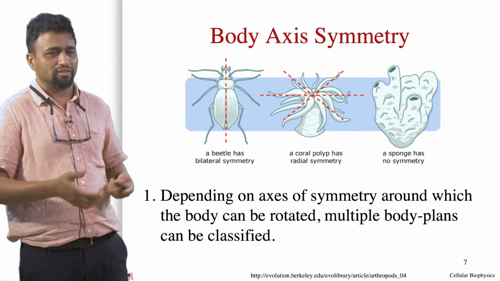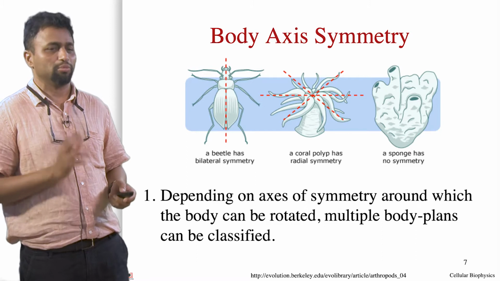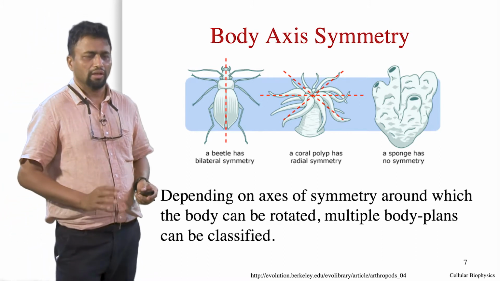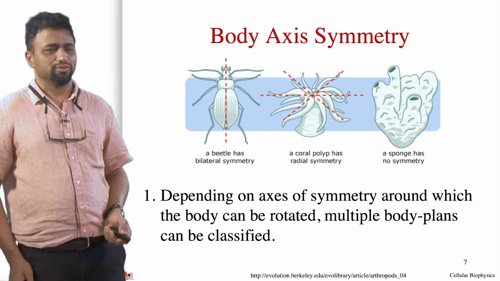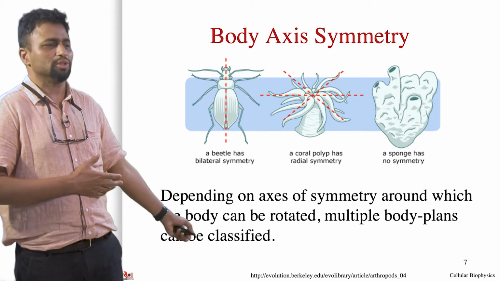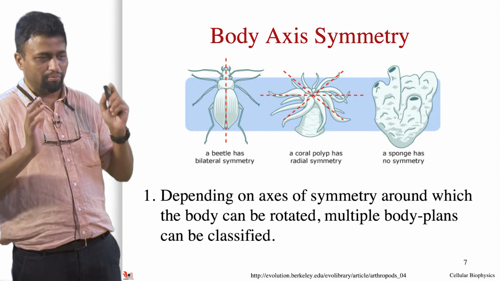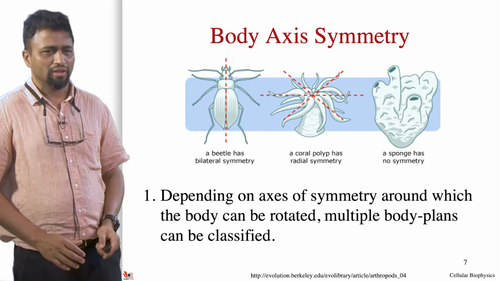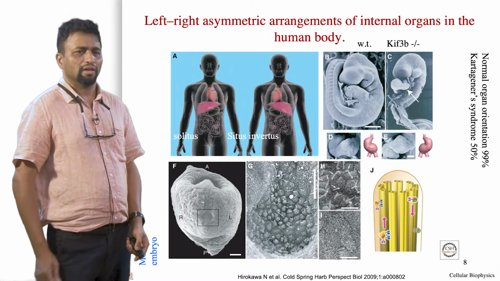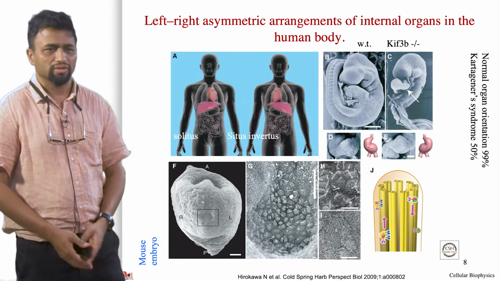So, depending on the axis of symmetry around which the body can be rotated, multiple body plans can be classified. But these body plans, where do they emerge from? Now, one idea is that of course, all of this emerges from our genetic blueprint, the so-called genetic program of development and embryogenesis.